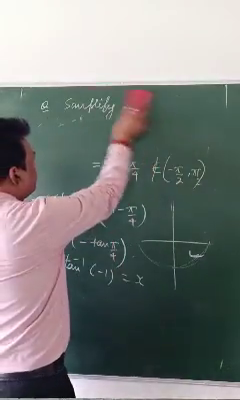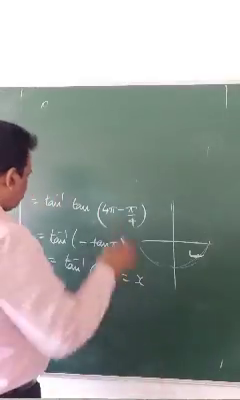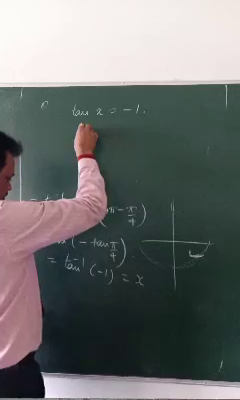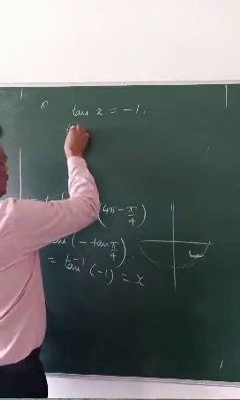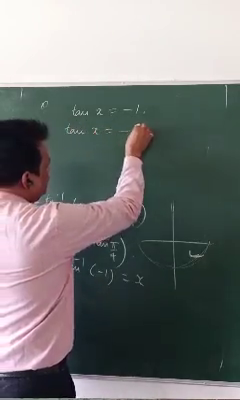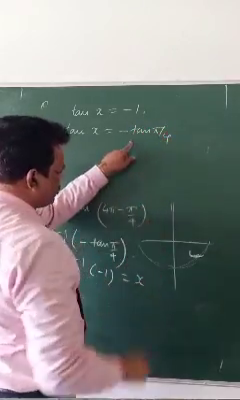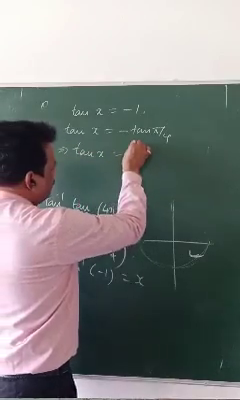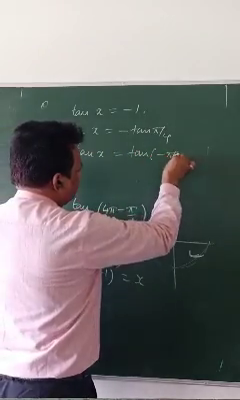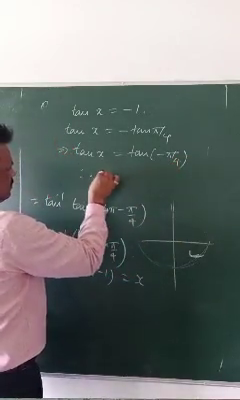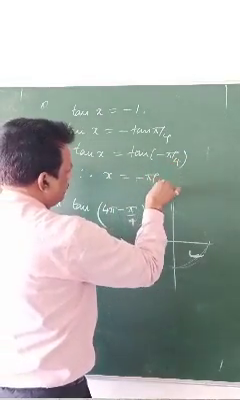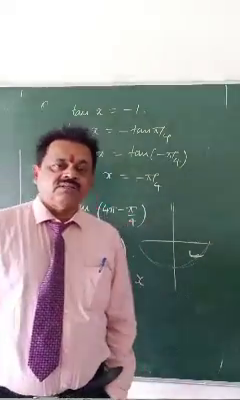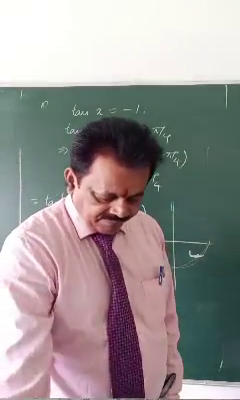Then how will you solve it? Tan x equals minus 1. Okay, so tan x equals minus tan pi by 4. Your angle has to fall within this range. Tan x equals tan of minus pi by 4. X is equal to minus pi by 4. So already I have solved so many questions in the previous videos. Try to solve. Today we'll see a new question.